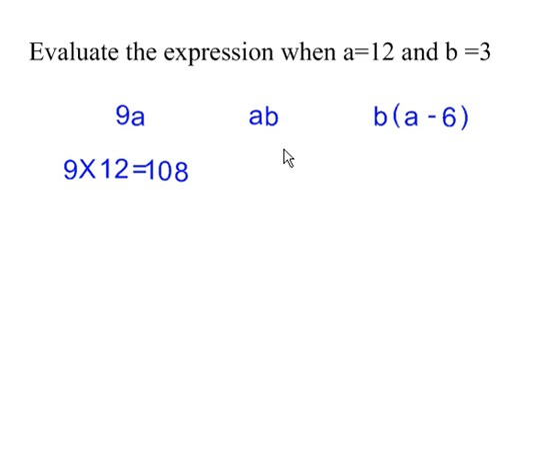Okay, now let's look at the second problem, ab. And once again, there's nothing in between, so we can assume that the operation is multiply. So if we look here, a is going to be 12, so we can do 12 times, and b is 3. And 12 times 3 is 36.